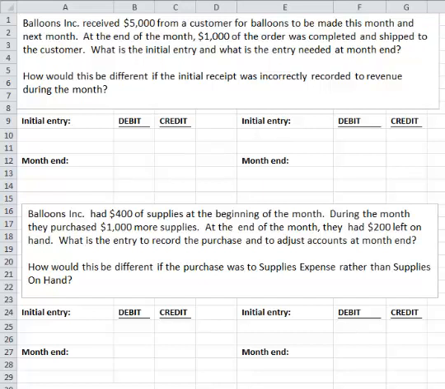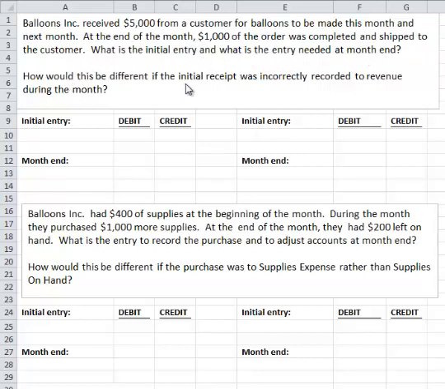We're going to work on some adjusting entries for Balloons Incorporated. Balloons Incorporated received $5,000 from a customer for balloons to be made this month and next month. At the end of the month, $1,000 of the order was complete and shipped. What is the initial entry and the entry needed at month end?